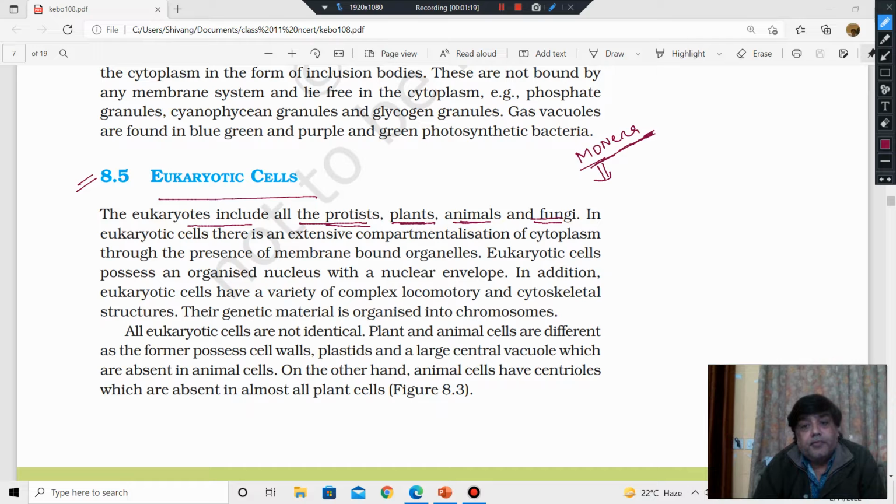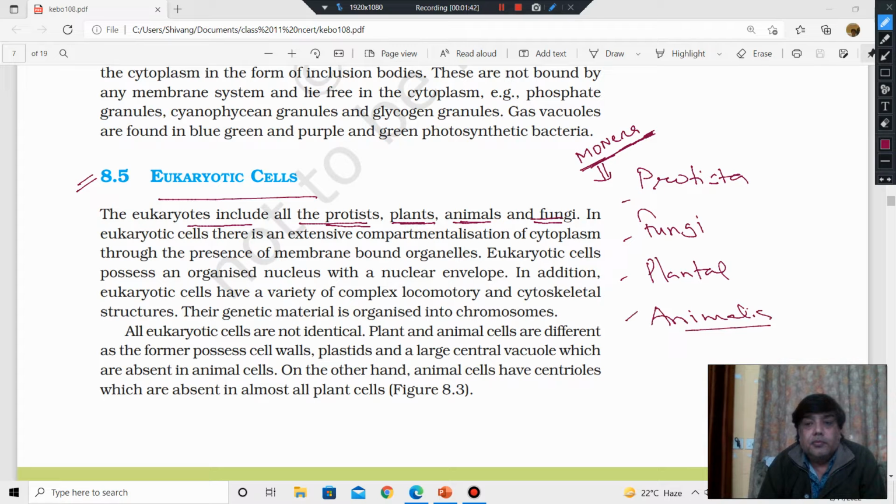R.H. Whittaker proposed 5 kingdom classification, and the 5 kingdoms according to R.H. Whittaker were Monera, Protista, Fungi, Plantae and Animalia. So these four are representative of eukaryotes. So the eukaryotes include all the protists, all the plants, all the animals and all fungi.